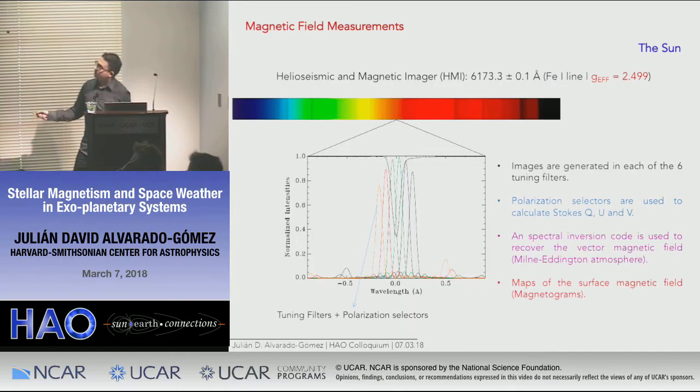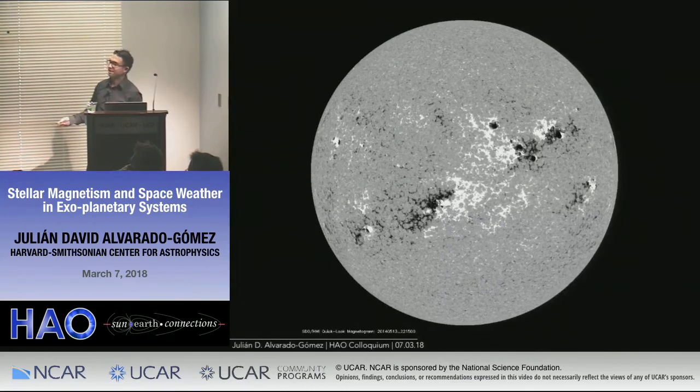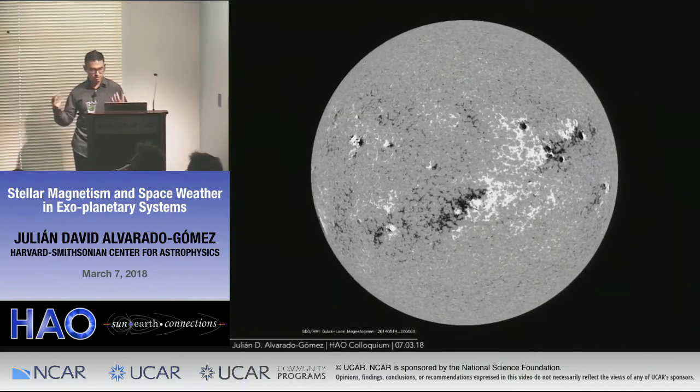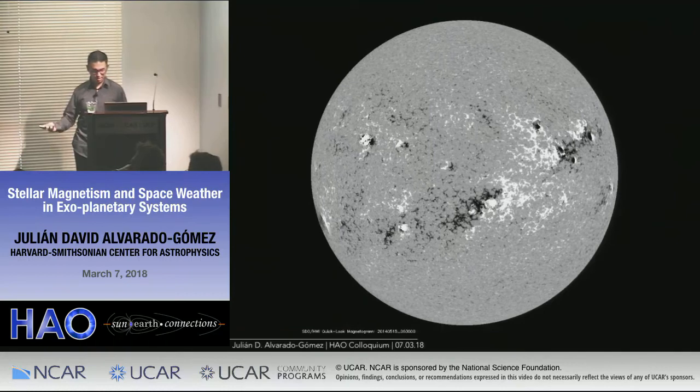And this line is characterized by different polarization and tuning filters in order to generate polarization maps on the entire solar disk. And those are inverted to retrieve the magnetic field in each one of the pixels. Those are called magnetograms, and they are of extremely high importance for understanding the sun and the environment of the sun, the stellar wind, and the conditions of Earth, and so on.